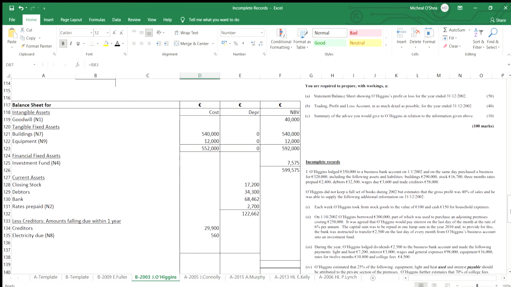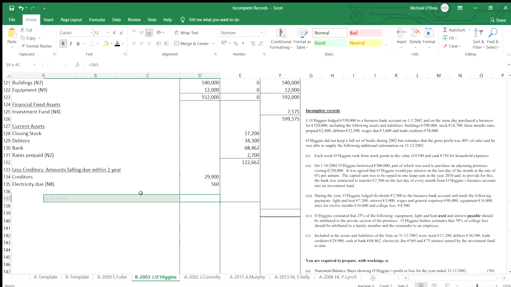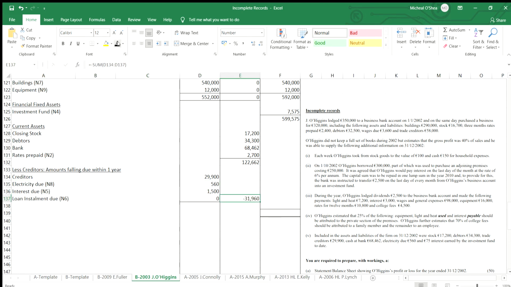So my loan interest is the only one to add to that here. Again, I had 0 in for loan interest due, because sometimes that can come up if I have a repayment to make in the next year for loan interest, but not for this question. Those 3 figures are all I have for creditors amounts due within 1 year. If I add the 3 of those up, it gives me 31,960. That's my total creditors within 1 year, so it's a negative figure.